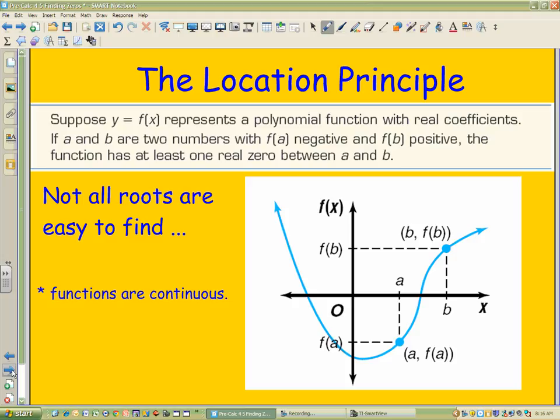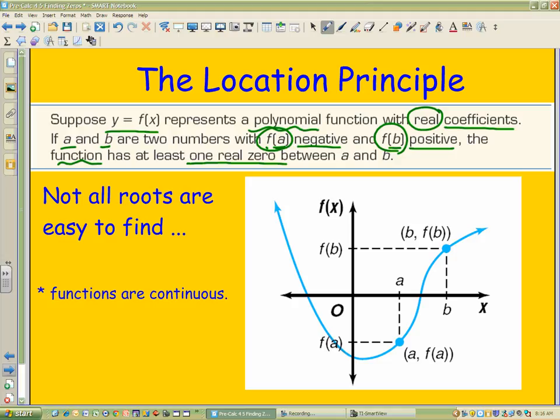So suppose that y is a function f of x, and it represents a polynomial function with real coefficients, real being real numbers. If a and b are two numbers with f of a being negative, where x going in is a, the output is f of a, and that turns out to be negative. And if I put in b, I get out f of b, which is positive. This location principle then says that the function will have at least one real zero between a and b.